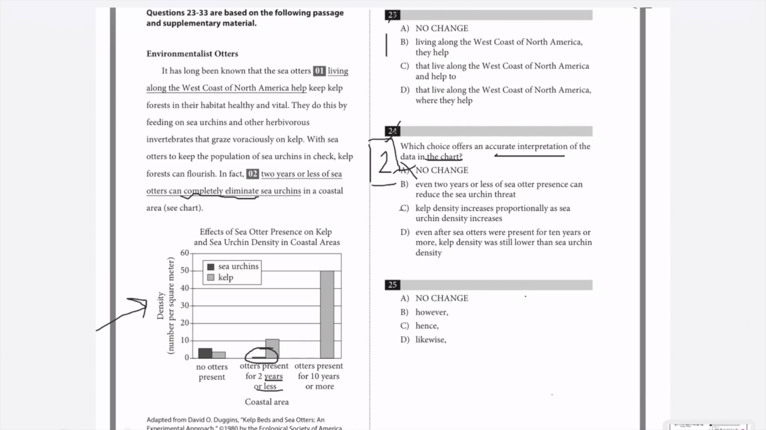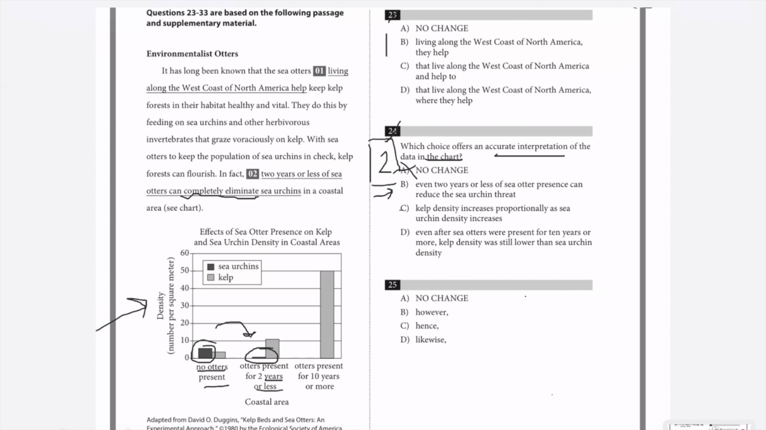For answer choice B, it says, even 2 years or less of sea otter presence can reduce the sea urchin threat, which we see is correct. When there are no otters present, there are a lot more sea urchins than when otters are present for 2 years. Therefore, it does reduce the sea urchin threat, which makes B a possible correct answer, but let's go through the other answer choices and make sure that they are incorrect.